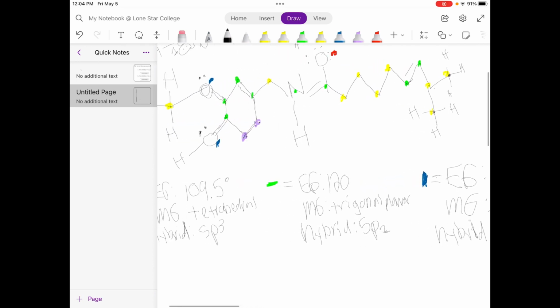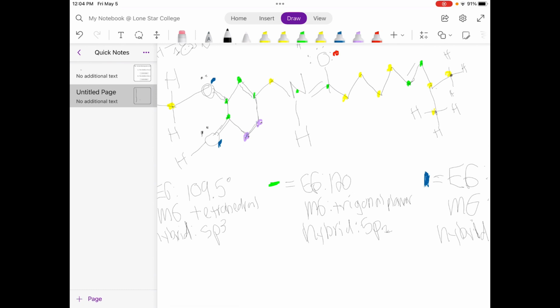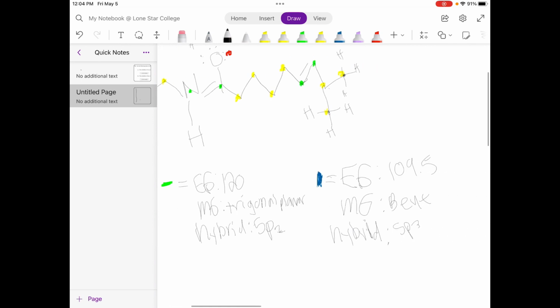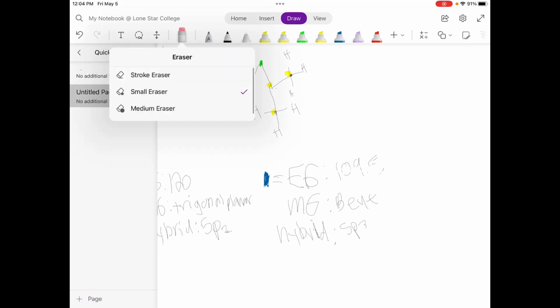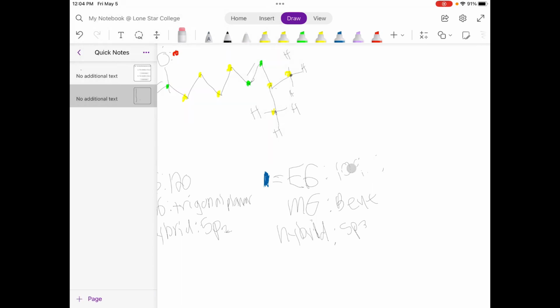Okay. No, I got this one wrong. This is bent or angular, but this is 3, sorry. So this would be 120. Sorry. Bigger eraser. Okay, this is 120. And this is... I don't have to erase the whole thing. This is actually SP2. Sorry about that.